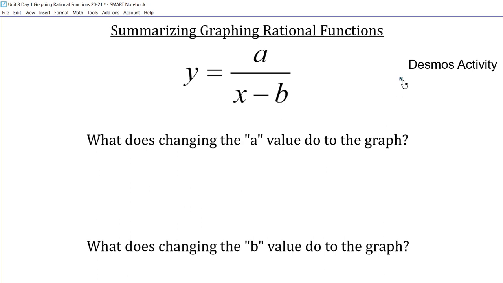So if you open up your Desmos activity calculator, I would select one at a time. So if you look at your a value, see how it changes, and then do the b value and see how it changes. After you do them individually, I would then try moving them in tandem to see if you can make predictions and seeing what happens.